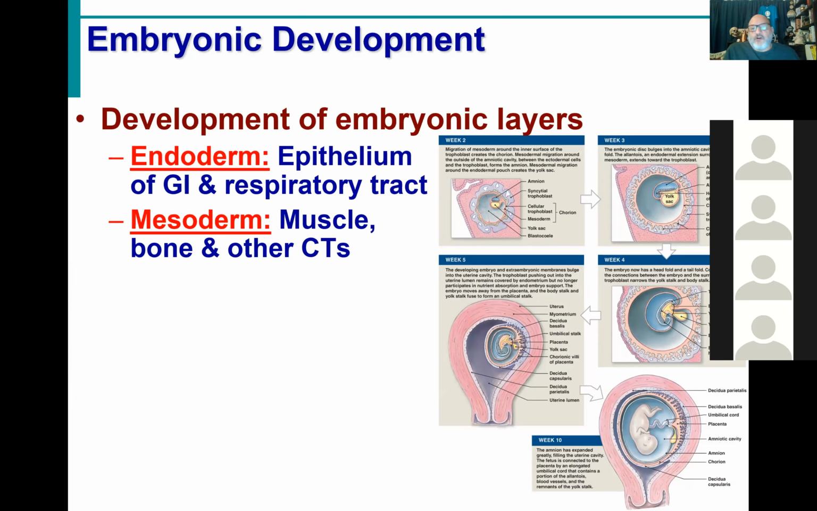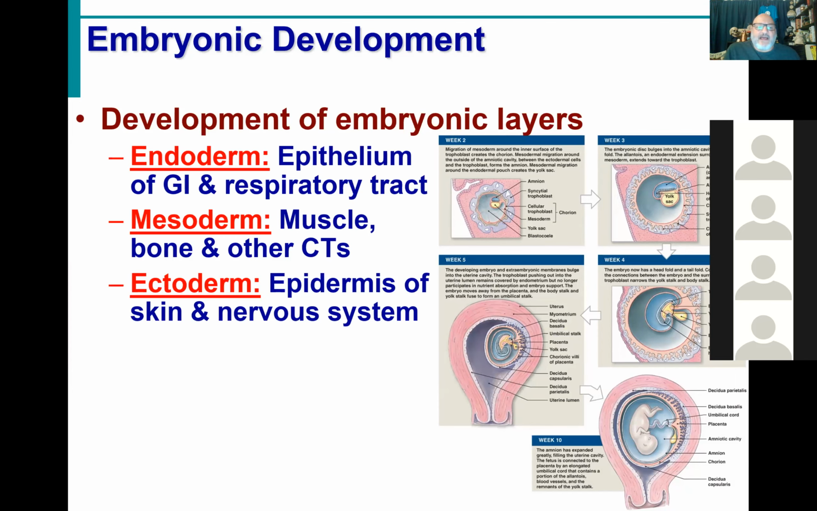Our mesoderm, if you remember way back when we talked about muscles, remember mesoderm were the embryonic cells that we said produced our muscle. But they're also the ones that eventually produce our bone and our other connective tissues as well. And lastly, we have the ectoderm, which becomes basically the outer surface of the body with the epidermis, and also becomes our nervous tissue.